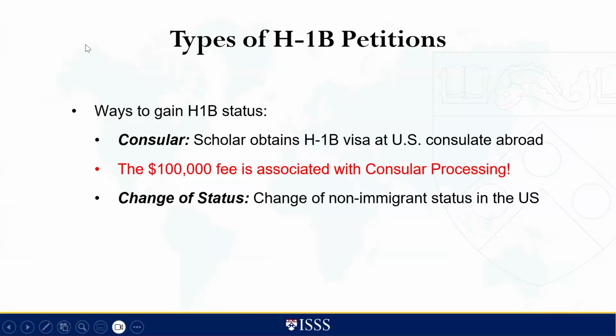As for the types of petitions, the ways to gain status, there are essentially two. One is consular processing, where the scholar or employee obtains an H-1B visa at a U.S. consulate overseas. The other is change of status, when the individual is here in the United States and they go to sleep in one status one night, and the next morning they wake up in H-1B status.